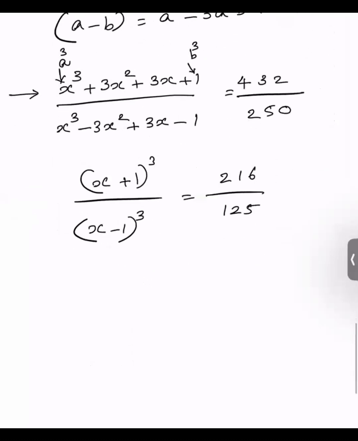So here x plus 1 the whole cube divided by x minus 1 the whole cube is equal to 216 divided by 125. Now the thing is, both are cubed, right? Whole cube. So can I take cube root of both the sides? Taking cube roots.